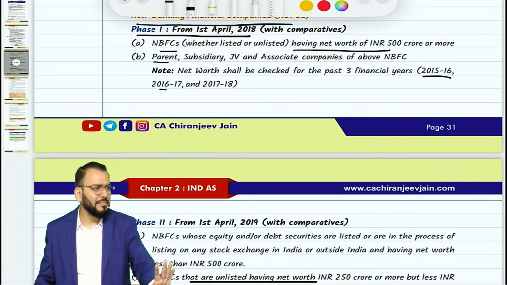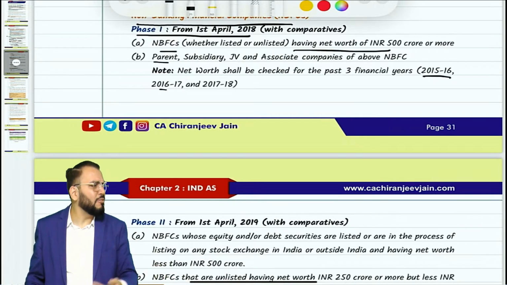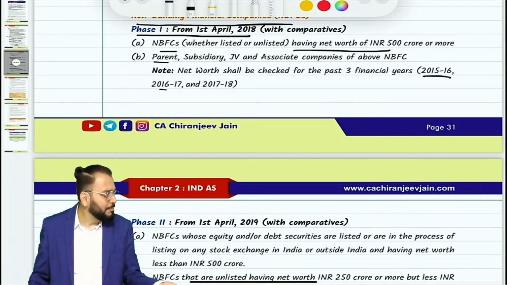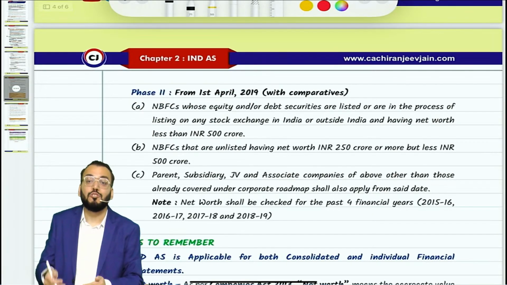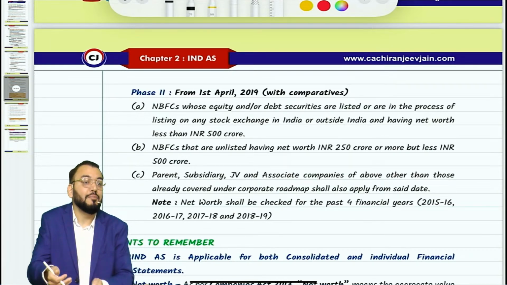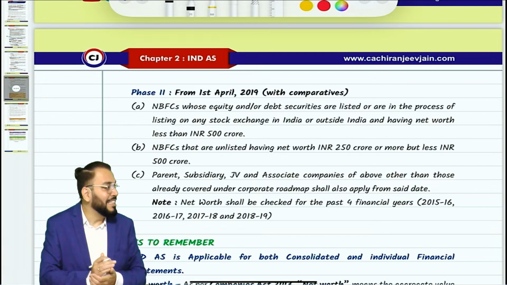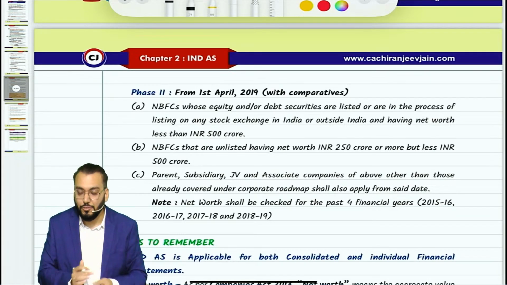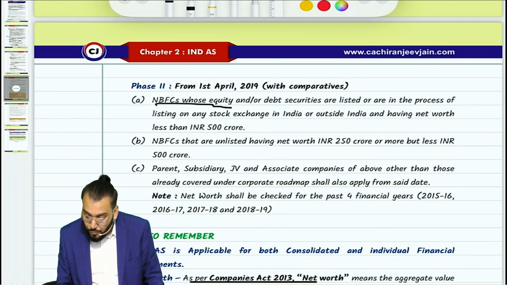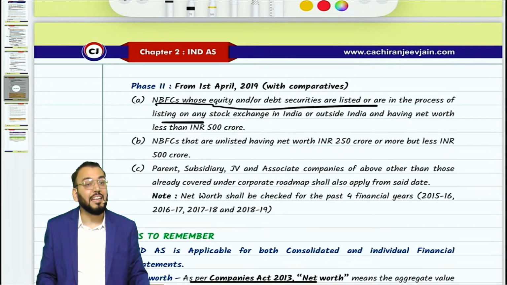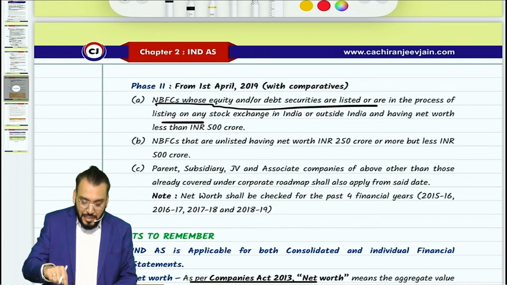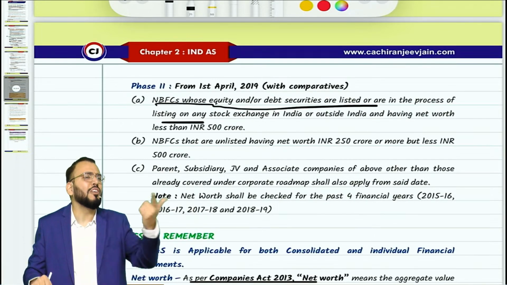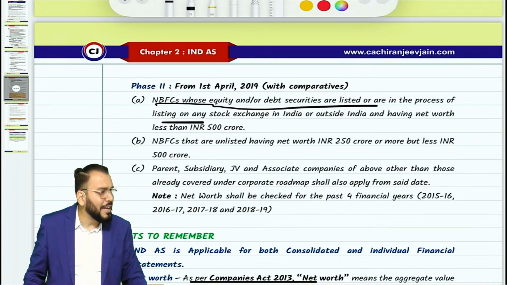They are not important, huh? This is not important, but you should still know, because this all becomes past tense. Got it? Second phase: whatever NBFCs were not covered under phase 1 will be covered in phase 2 from 1st April 2019. You can see NBFCs which are listed or in the process of listing on any stock exchange, whether in India or outside India, Ind AS will be applicable to them from 1st April 2019, if not covered under phase 1.